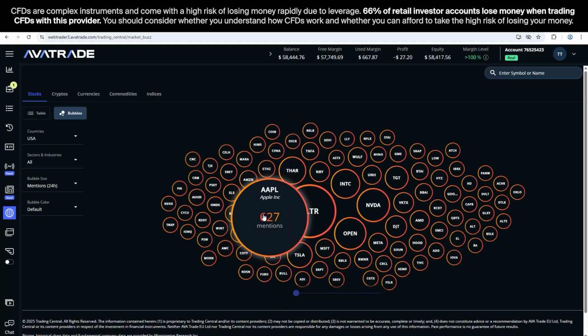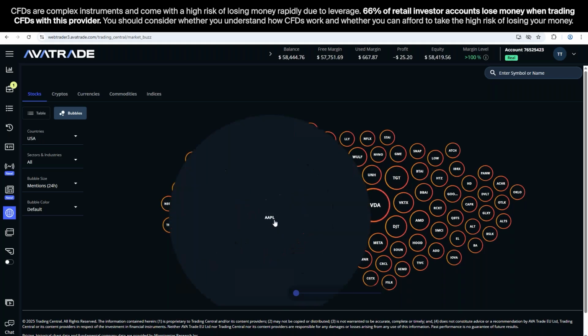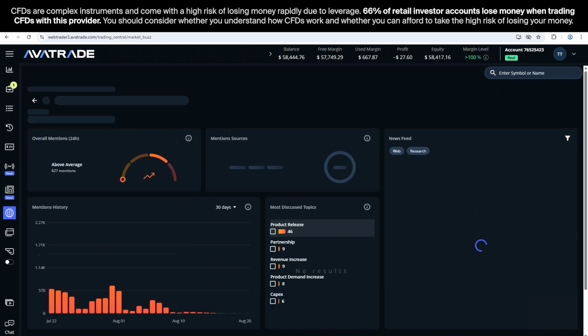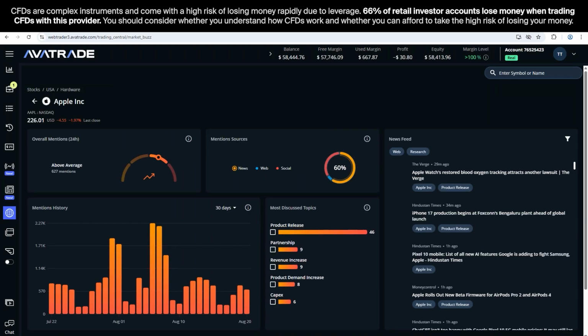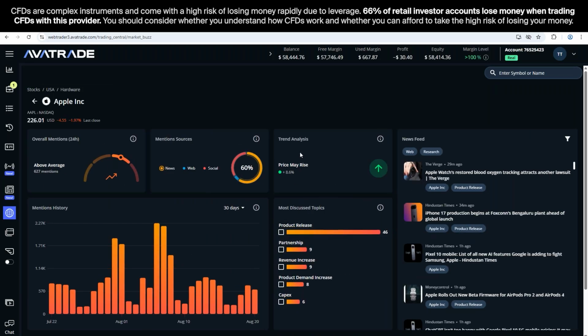Apple, not one of the bigger pictures here, but 627 mentions found online. So if we click on that, we can see a breakdown of what's happening with Apple. There's a trend analysis here. So the trend analysis suggests that the price might rise over 8%.